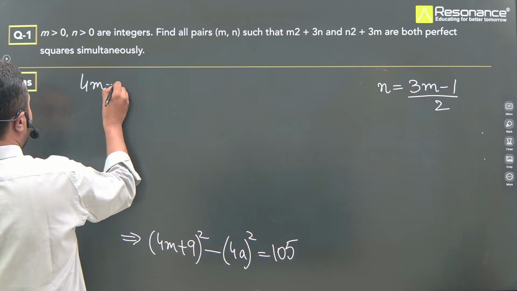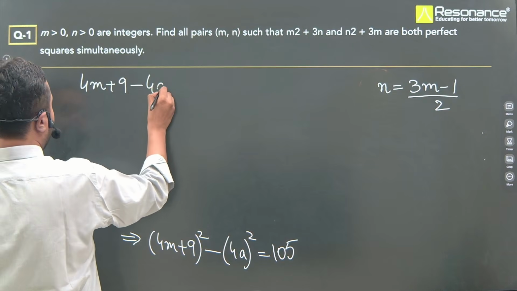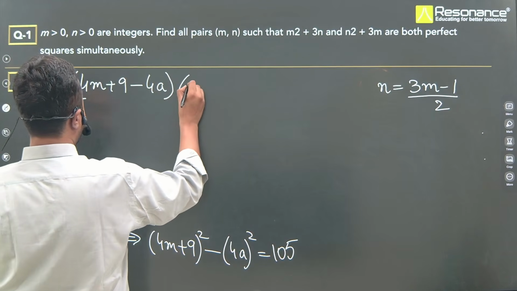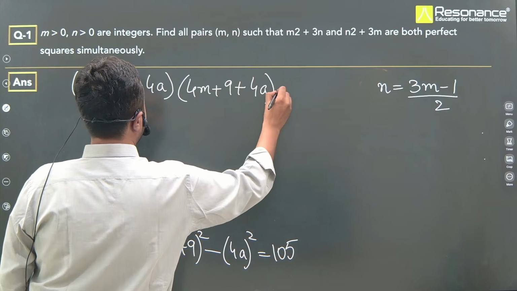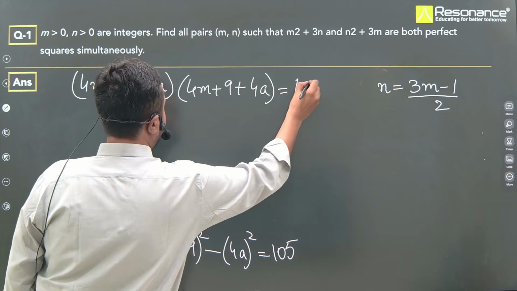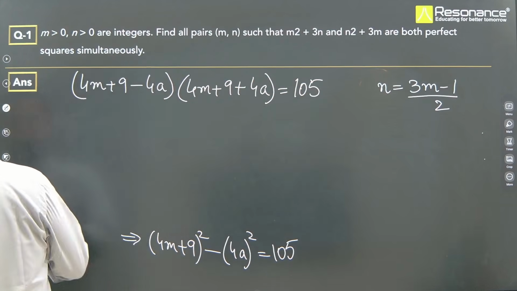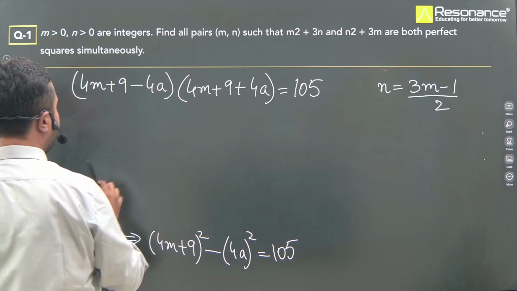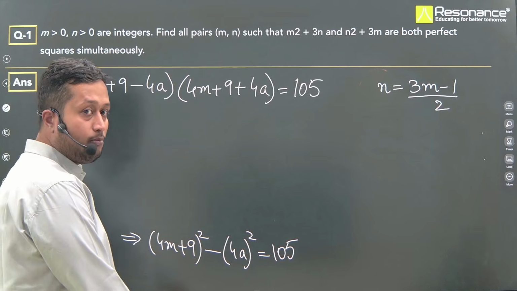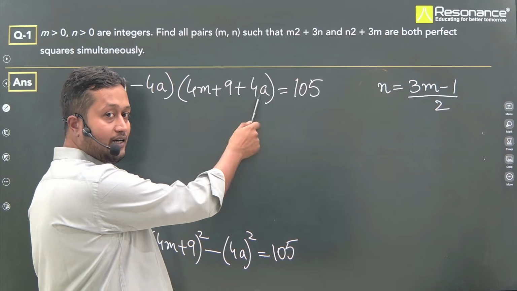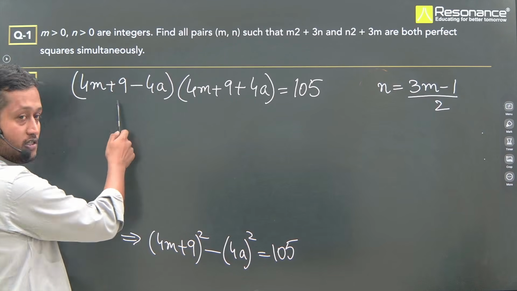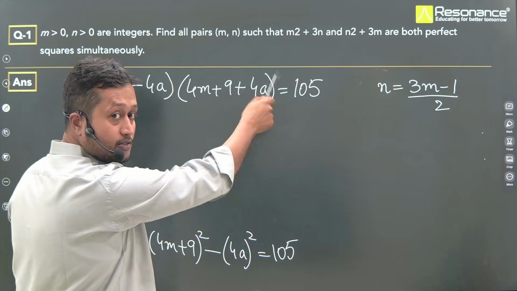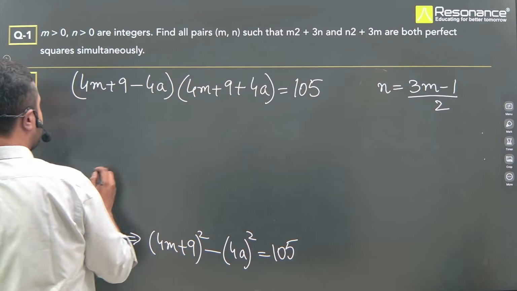Okay, so what do we have? We have (4m plus 9 minus 4a) times (4m plus 9 plus 4a) is equal to 105. Now, what are the factors of 105? By the way, both these numbers need to be positive. It's actually clear that the right-hand side is positive because a and m are positive. And the left-hand side better be positive because the product of these two things is positive. So both quantities are positive.